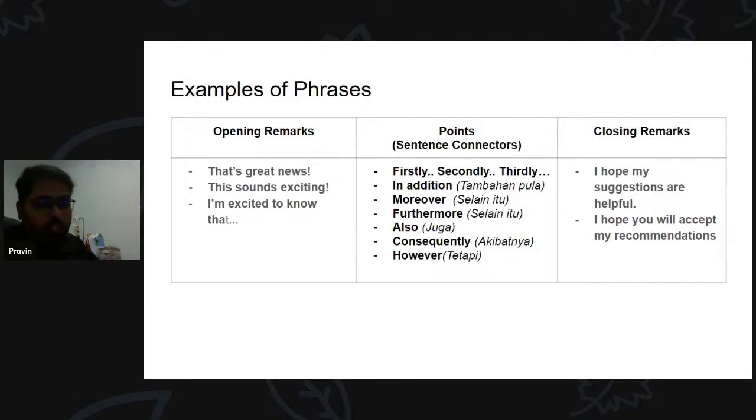For your points, you need to use sentence connectors. Okay, penanda wacana. You kena guna penanda wacana. So there are some examples here. Please spell furthermore correctly. Then you have all the penanda wacana. You can use that to connect your ideas. And then closing remarks: I hope my suggestions are helpful. I hope you will accept my recommendations. Something like this.